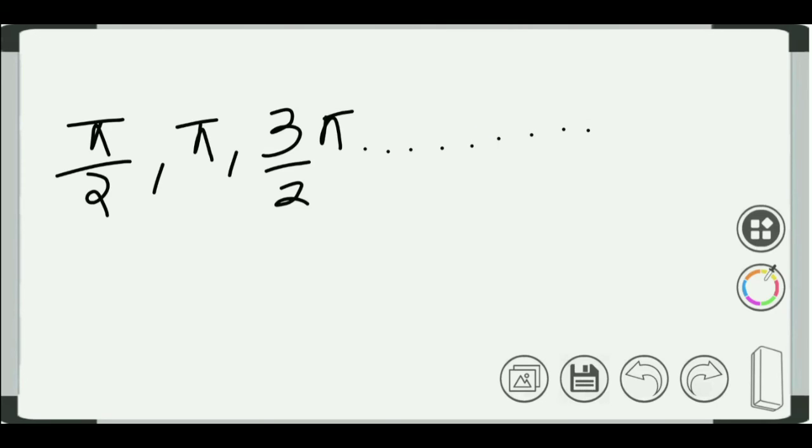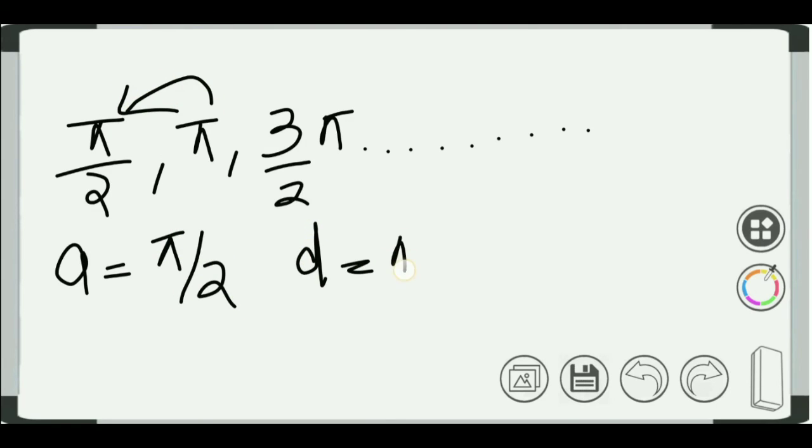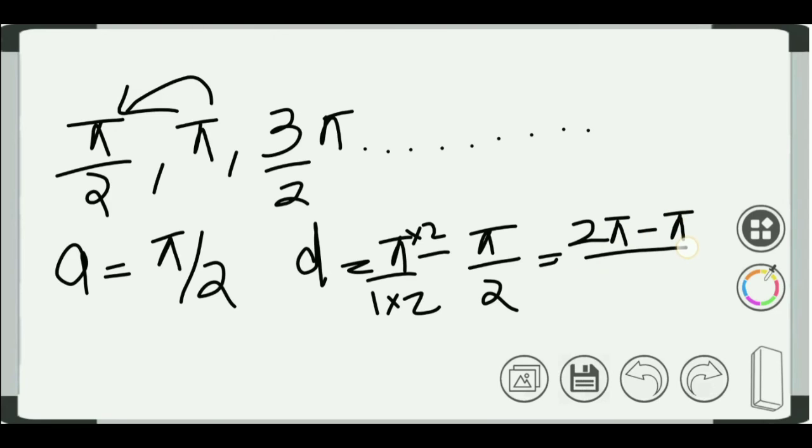So this is in the form of AP. What is P1? Pi by 2 centimeter. P2? Pi. So what is the common difference? Here the first term A is pi by 2. The common difference D is the second term minus the first term, that means pi minus pi by 2. Taking the LCM as 2, you get 2 pi minus pi by 2. 2 pi minus pi is pi. So pi by 2. So you got the common difference as pi by 2 and the first term as pi by 2. Both are pi by 2 centimeter. Now we will substitute these values in which formula? The sum of n terms formula.